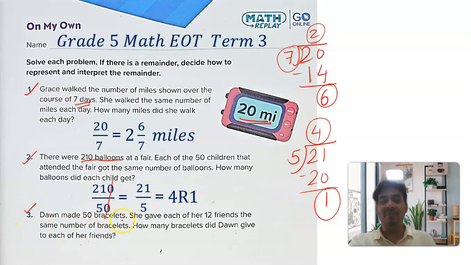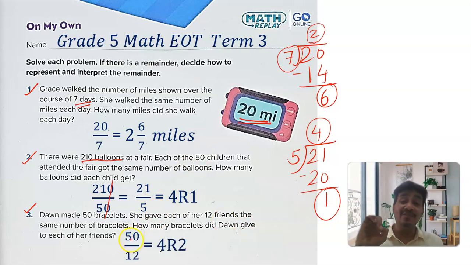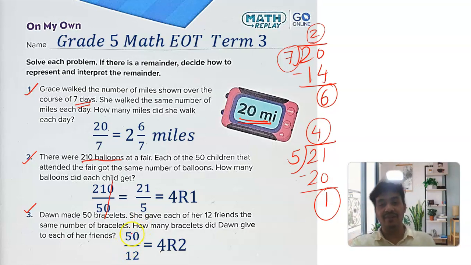Dawn made 50 bracelets. She gave each of her 12 friends the same number of bracelets. How many bracelets did she give to each of her friends? So 50 divided by 12. Answer is 4, remainder 2. We will write in remainder format because we can count the number of bracelets.